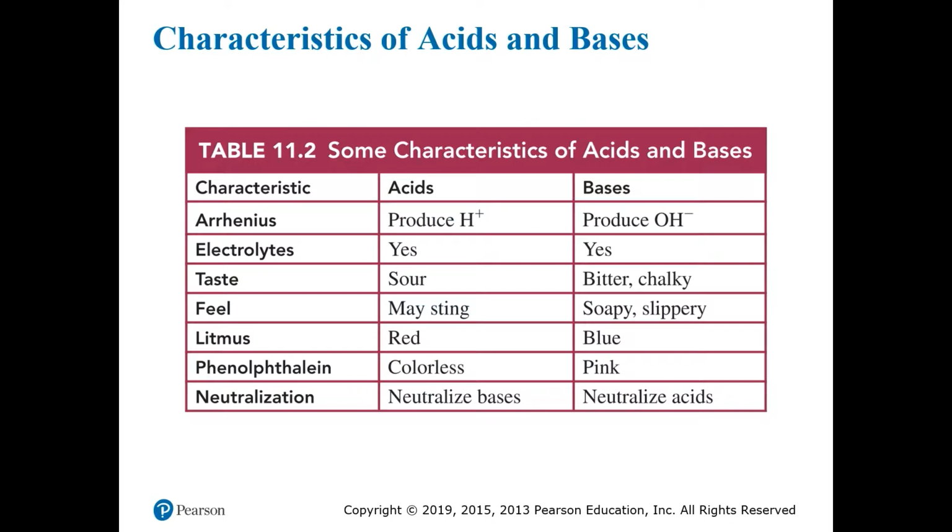This chart summarizes these characteristics and properties that we've talked about already. The most important being that the acids produce hydrogen ions, bases produce hydroxide ions, and they are both electrolytes that produce ions in solution.